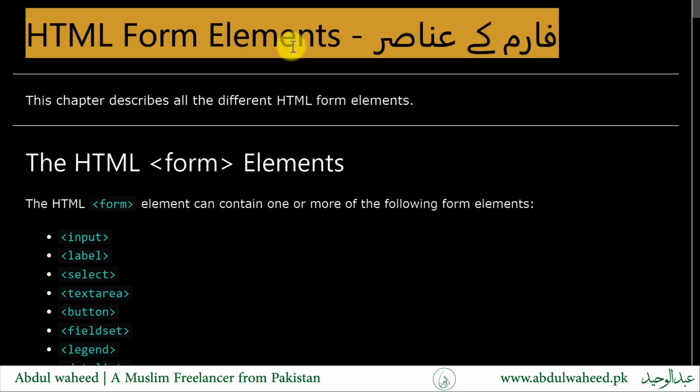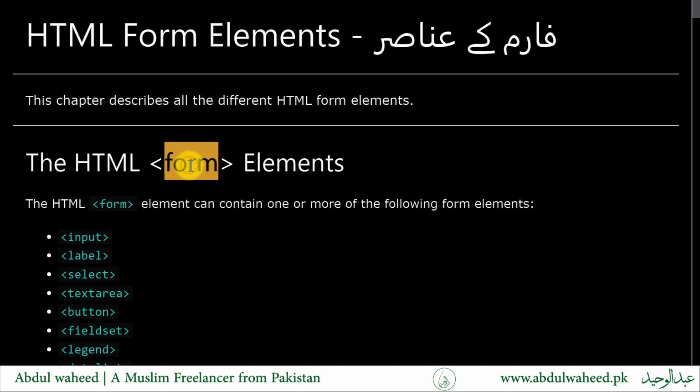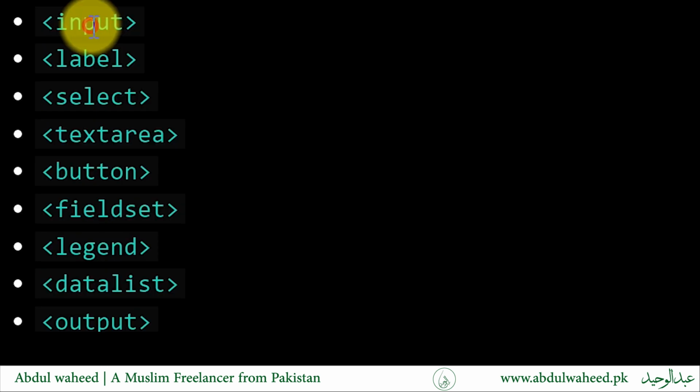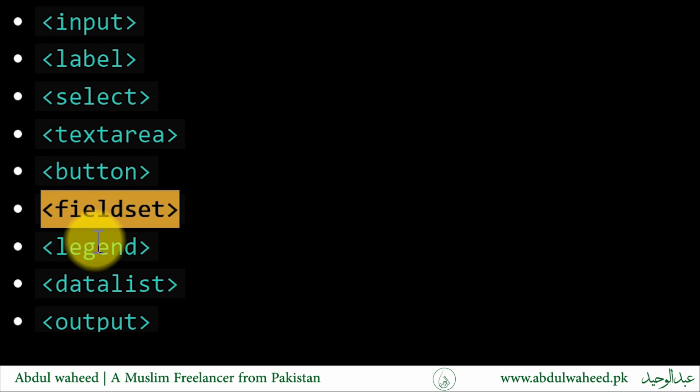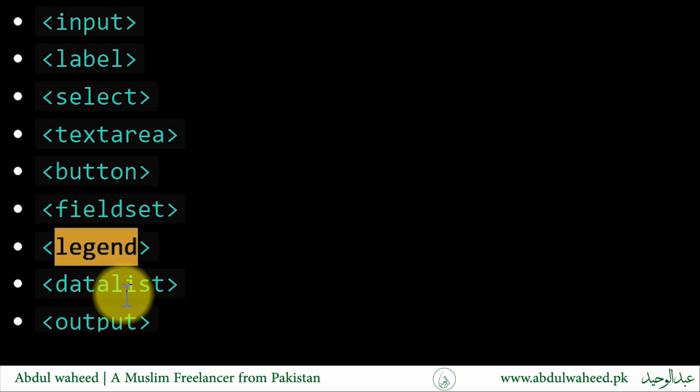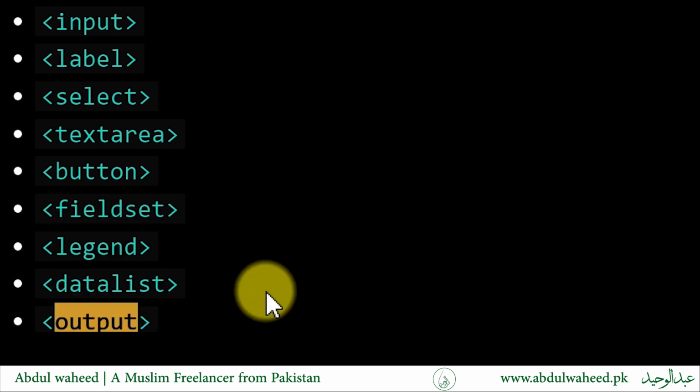HTML form elements. This chapter describes all the different HTML form elements. The HTML form can contain one or more of the following form elements: input, label, select, textarea, button, fieldset, legend, datalist, output.